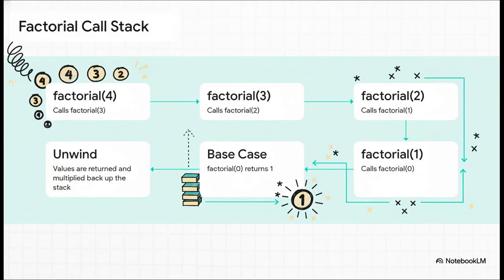Let's make this real with a classic example, the factorial. When you call factorial 4, it doesn't solve it right away. Instead, it says, to solve this, I need the answer to factorial of 3. And factorial of 3 does the same thing, calling factorial of 2, and so on all the way down. Each of these calls gets piled up on what's called the call stack. Once it hits the base case, factorial 0, which just returns 1, the whole thing unwinds. The 1 is passed back up, multiplied, passed back up again, until the very first call factorial of 4 finally has its answer. It's a really elegant way to solve certain problems.